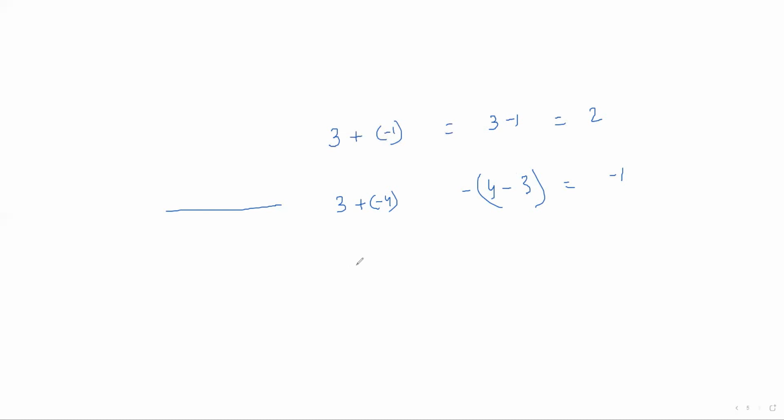Let's take a few more examples. 5 plus negative 5. See here, 5 and negative 5. Since it is the same number, we are adding 2 equal numbers with opposite signs. So you get 0 here.